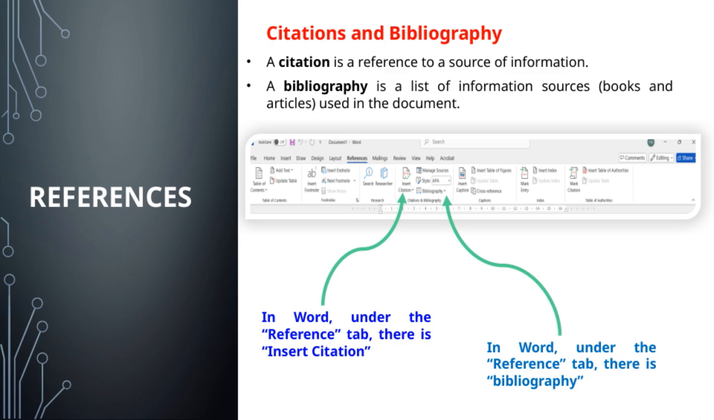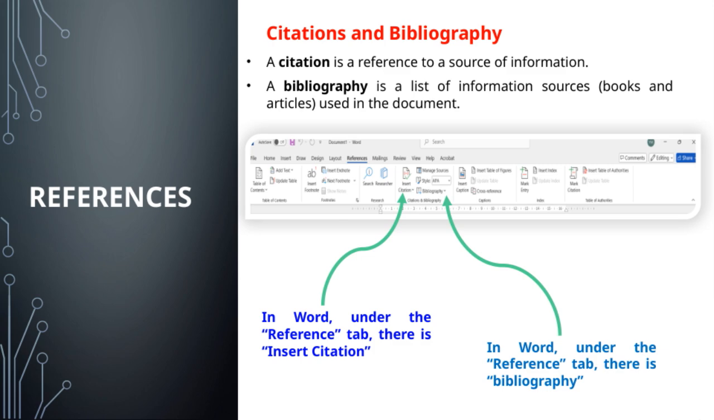A citation is simply a reference that points to the source of the information you're using. It helps give credit to the original author and allows your readers to find the source themselves. On the other hand, a bibliography is a complete list of all the sources you've used in your document, like books, articles, or websites. It appears at the end and provides all the necessary details about each source.